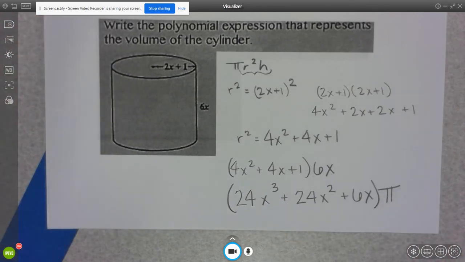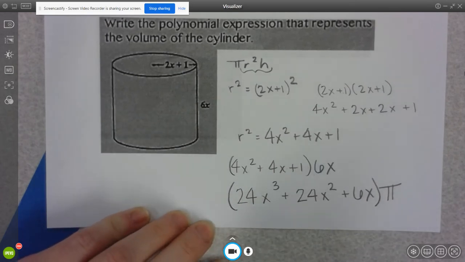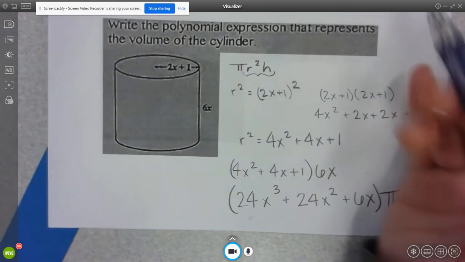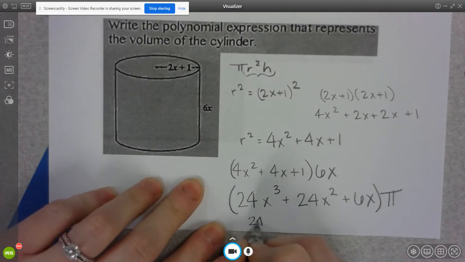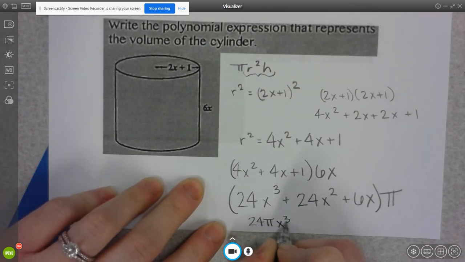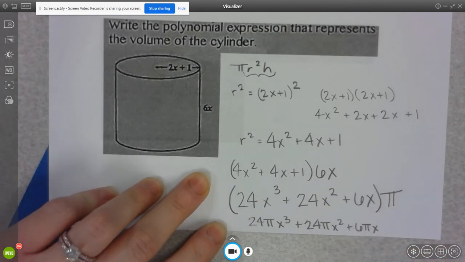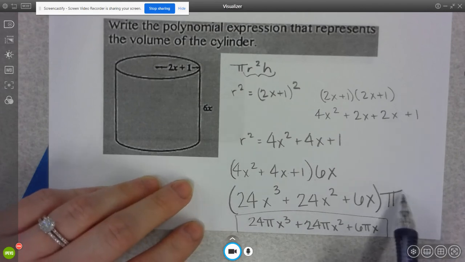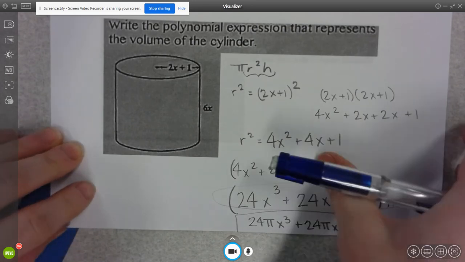You could also see it where pi is distributed into each term. And if that was the case, and this was a multiple choice question, pi is going to be attached to the coefficient because pi is a number. So I would have 24 pi x cubed plus 24 pi x squared plus 6 pi x. So this is what it would look like if pi was distributed. This is what it would look like if they did not distribute pi into your answer.